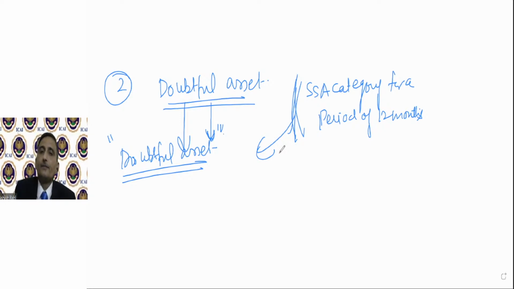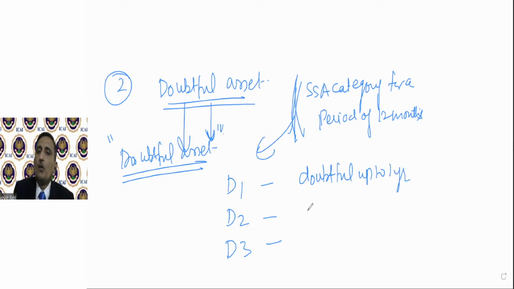Is that clear? So doubtful assets are further classified into three types: D1, D2 and D3. D1 is which remains in doubtful up to 1 year, and D2 is doubtful between 1 year to 3 years, and D3 is more than 3 years.